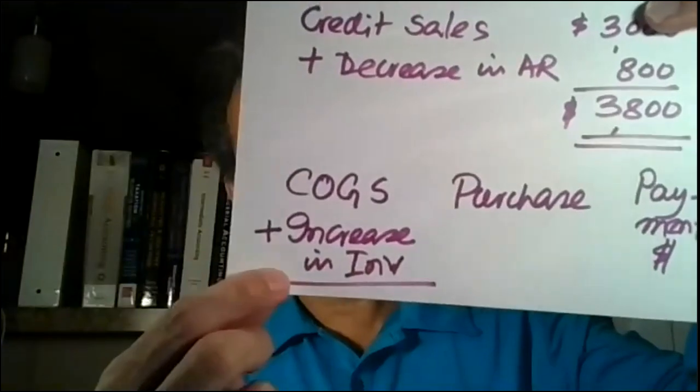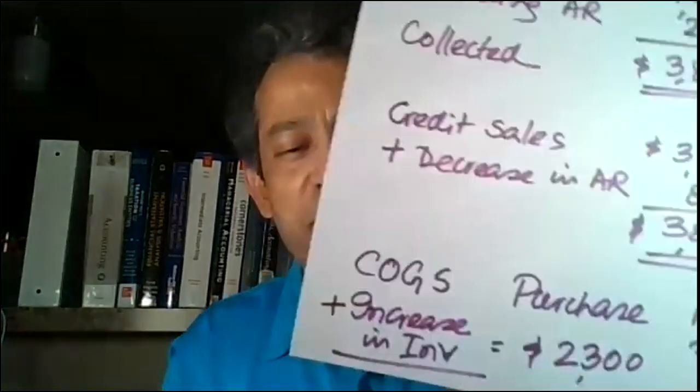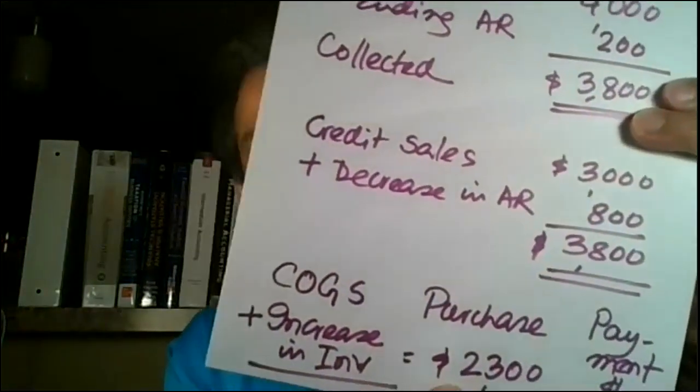How do we do that? With cost of goods sold, we add any increase in inventory to get to purchases. So cost of goods sold plus increase in inventory or minus decrease in it. Correct. So cost of goods sold plus increase in inventory would give you your amount of purchases. So say purchases of $2,300. Remember, our cost of goods sold was $2,000 and our increase in inventory was say $300.